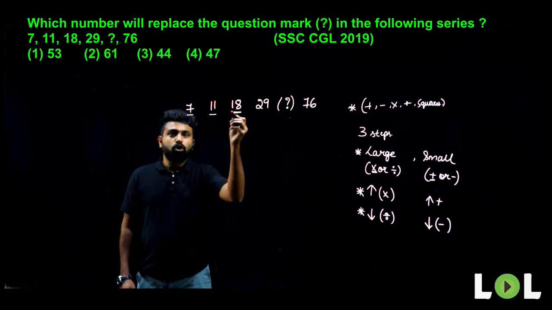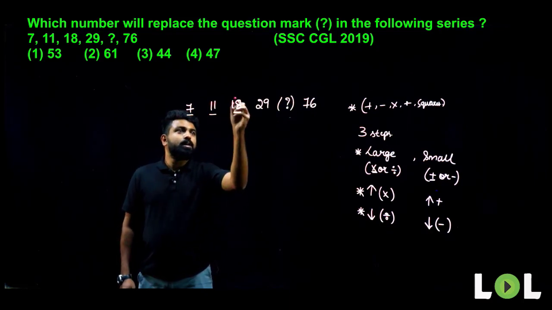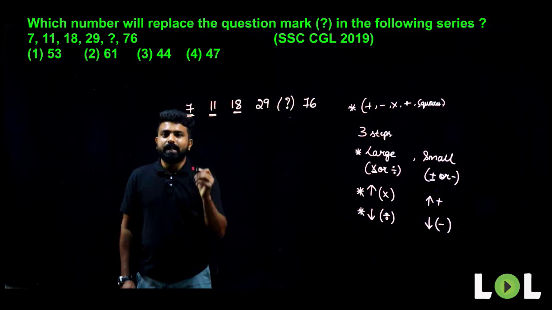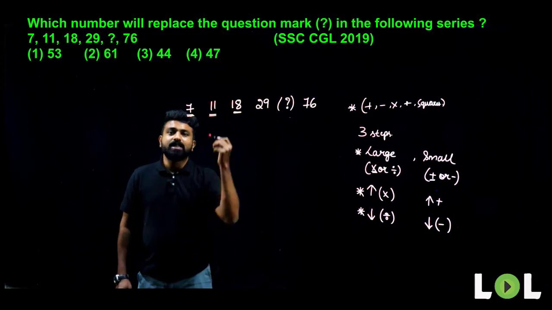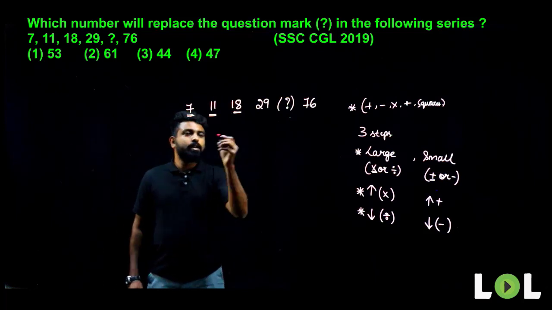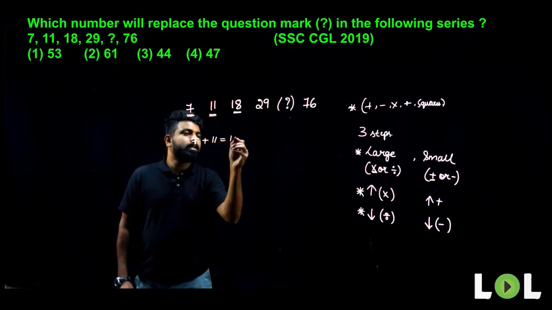We had already solved one question which was similar to this. The third term is the sum of the first and second term. What is my first term here? 7. What is my second term? 11. What is my third term here? It is 18. It is nothing but the sum of my first term and the second term. So how did I get my third term? Sum of first term plus second term. That is my third term.